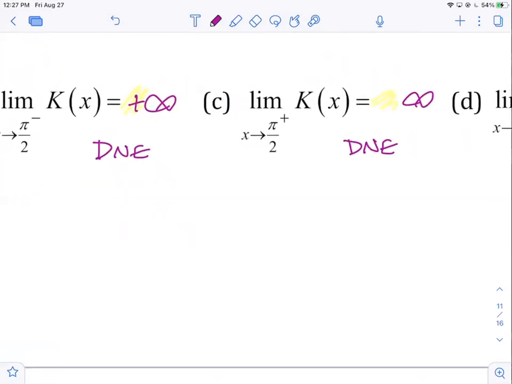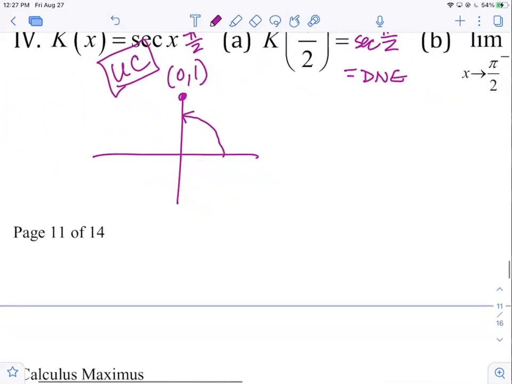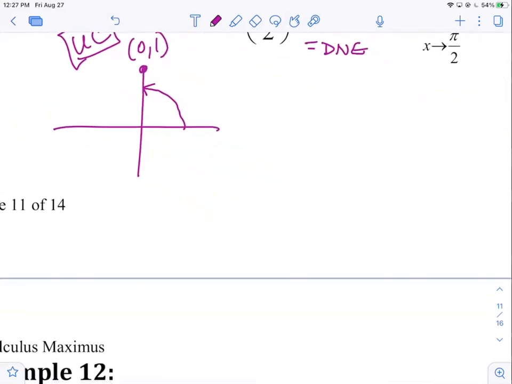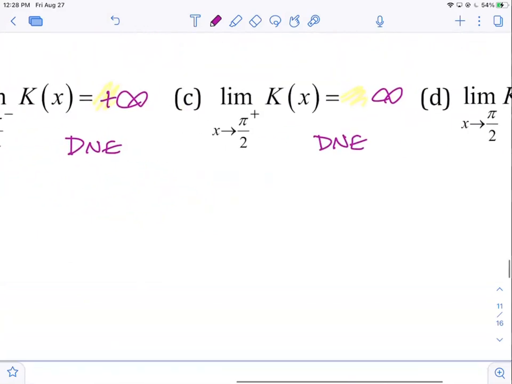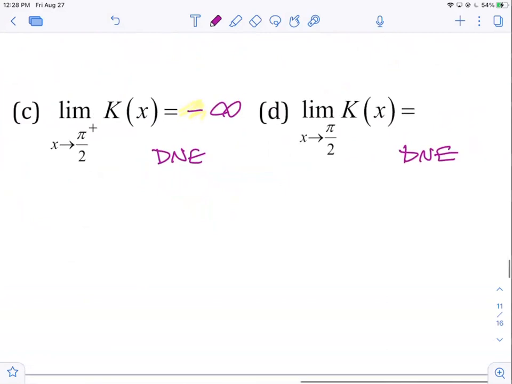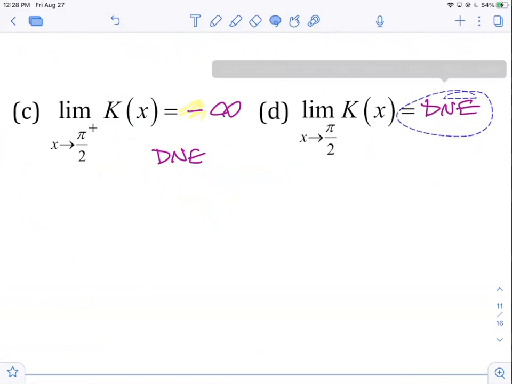What would be the sign to the right of pi halves? Well, if you're looking at the graph of secant, to the right would be greater than. But on the unit circle, greater than pi halves is continuing to rotate, which turns out to be to the left, into quadrant 2. In quadrant 2, x is negative, so cosine is negative, so secant is negative. And therefore, it's what type of infinity? Negative infinity. Very good. And then the general limit, DNE is as good as it gets because they're different.